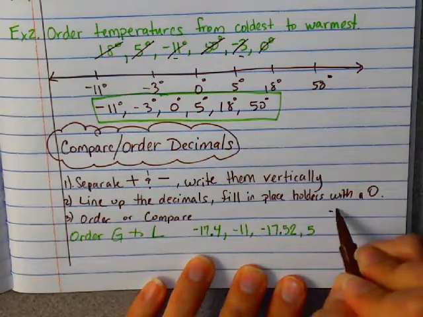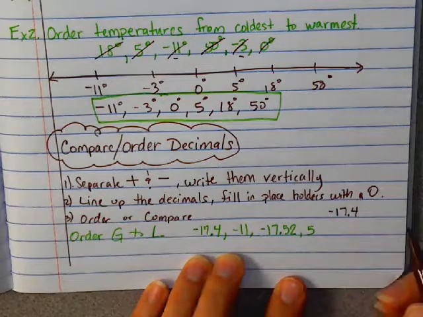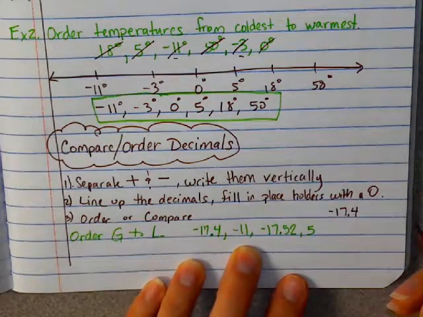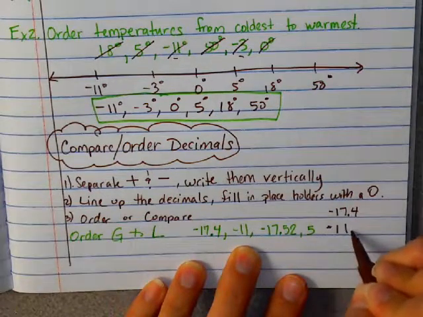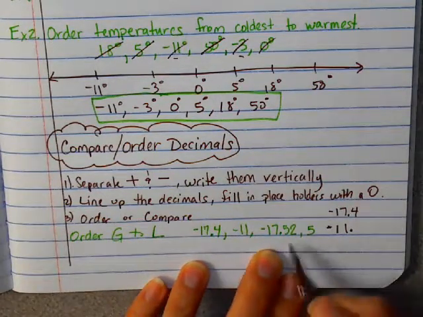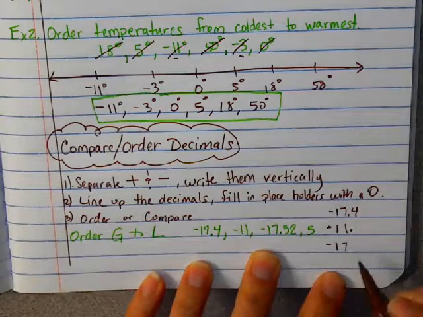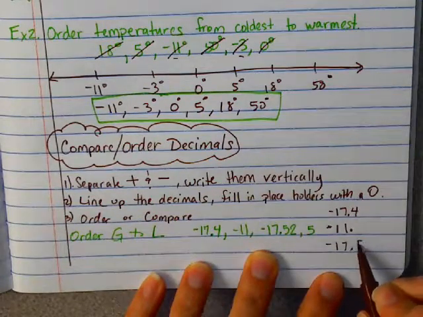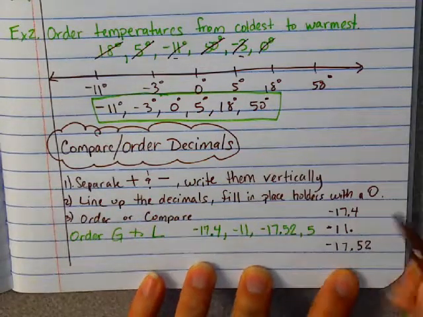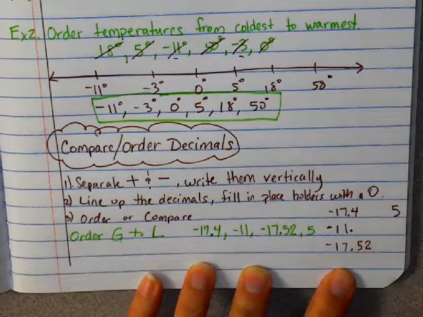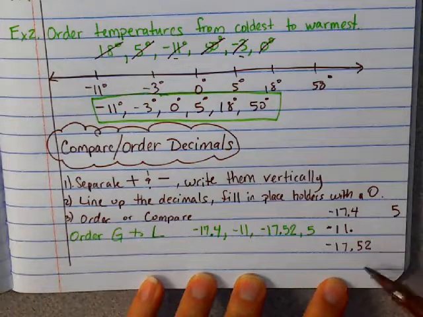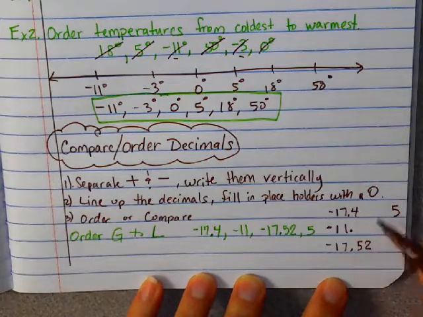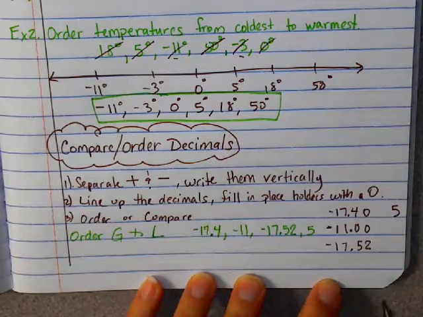So I'm going to go ahead and just line them up over here. So we have negative 17.4. Negative 11. Where's my decimal in negative 11? Do you guys remember? At the end. And then we have negative 17.52. And then we have the 5 by itself. There's my positive. So here's my negatives and here's my positive. So my negatives, I do have some placeholders that I can fill in. I can fill in a 0 here and then 2 zeros here. So my decimals are lined up.